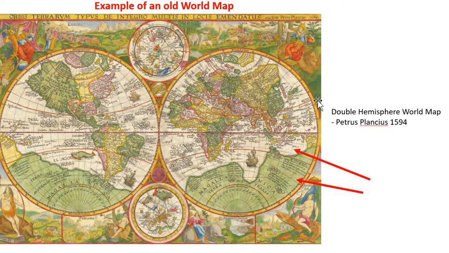Now let us look at yet another example, but this is a much bigger map. This is an example of a very old world map. World map means the entire world is shown over here, and this is the double hemisphere world map by Petrus Plancius. This was made in 1594. Wow, such an old map it is. And where do you think we are in this map? You can see over here, this is where India is.